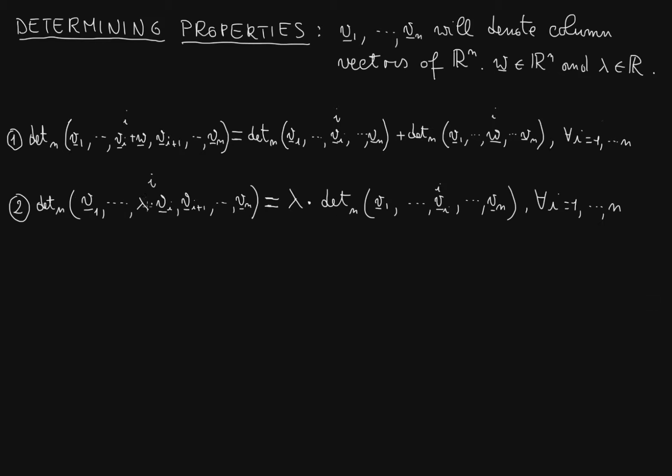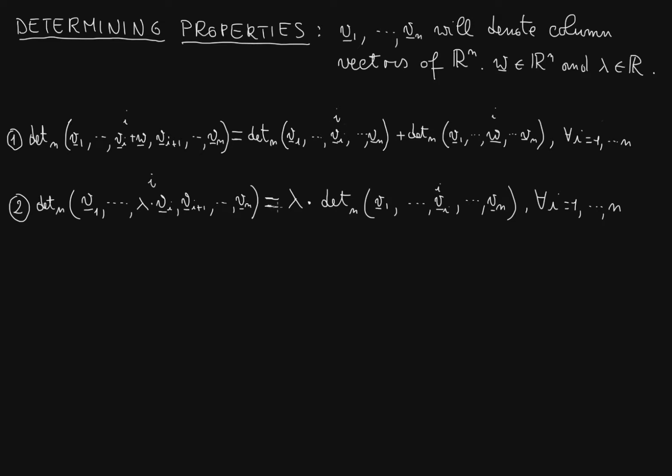The second property regards, instead of the sum of two vectors, the other structure of vector space, which is multiplication of vectors by scalars. Therefore, the ith vector here, instead of being a sum of two vectors, is going to be one vector vi multiplied by a scalar lambda, whereas all the other vectors are just the ordinary vi's. Now the property states that this lambda coefficient can actually be pulled out of the function and placed in front of the function.